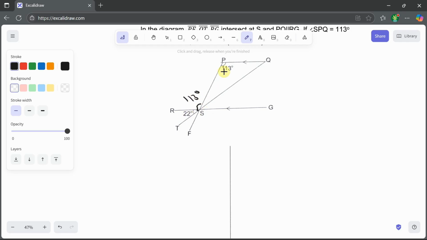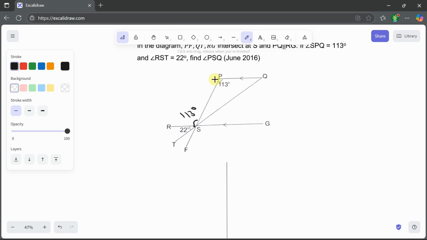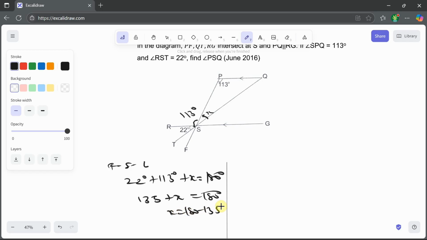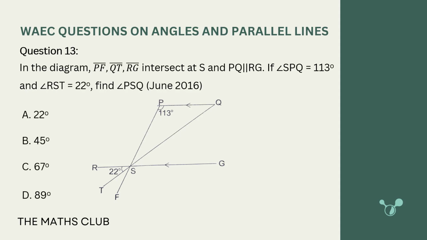So I'm trying to find PSQ. If I call it X, I know that from a straight line, 22 degrees plus 113 degrees plus X would give me 180 degrees. So this will give me 135 plus X is equal to 180 degrees, and my X will be equal to 180 minus 135 degrees, and that will give me 45 degrees. So our angle PSQ, which is symbolized as X, would be 45 degrees. Let's see if we're correct. That would be option B.